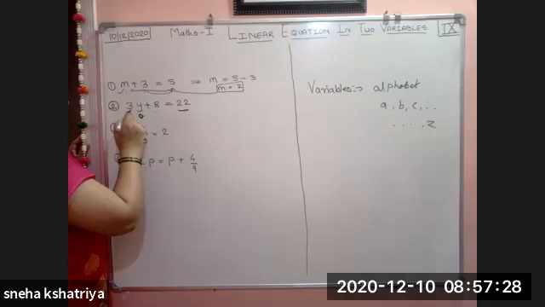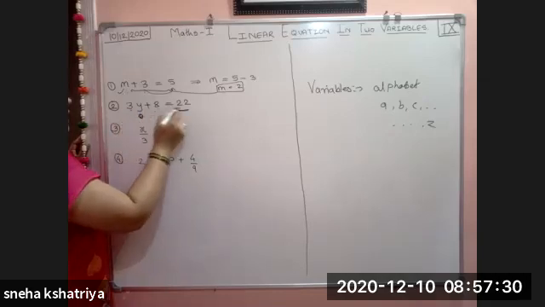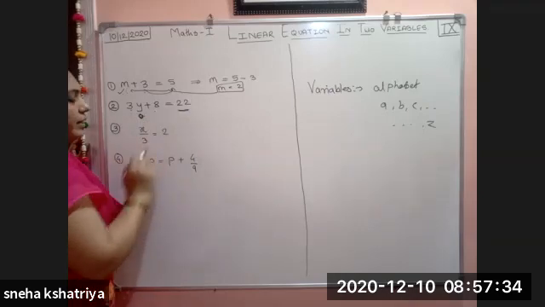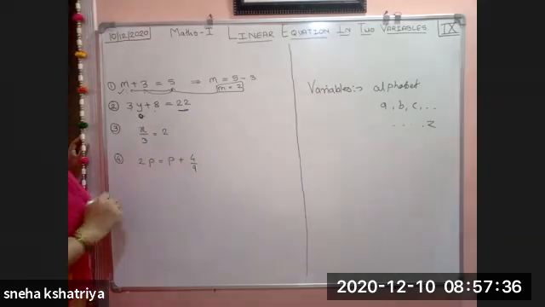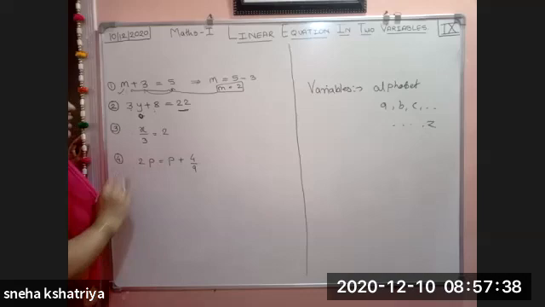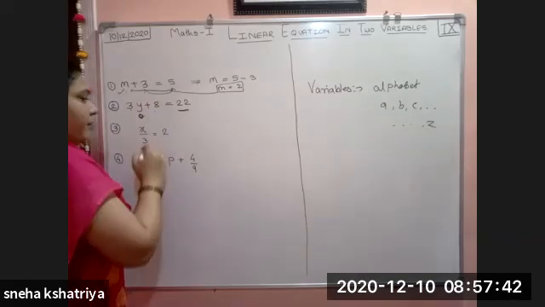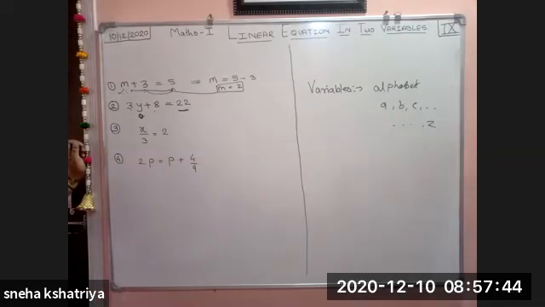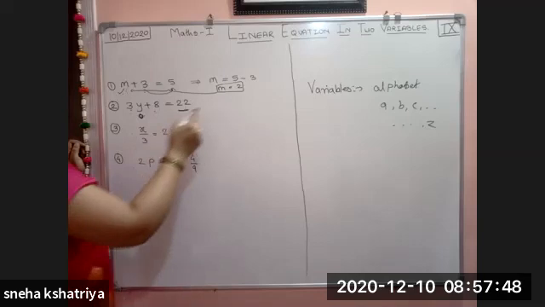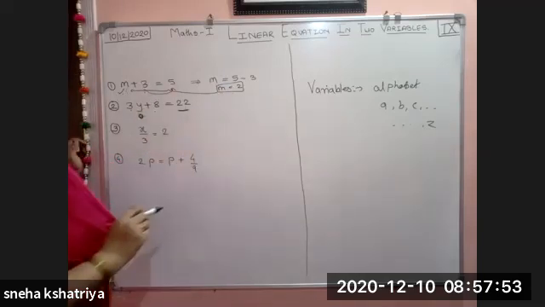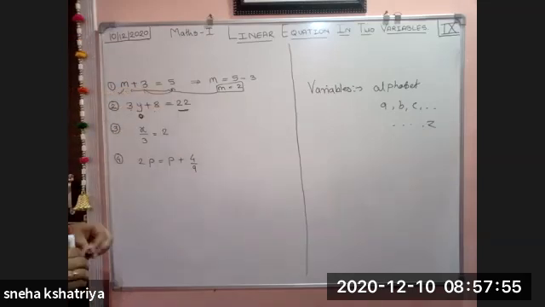Similarly, 3 into y plus 8 is equal to 22. So here also you can find the value of y, here you can find the value of x, here you can find the value of p. So accordingly you are going to find out the values of the given variables. But whatever the value of m is there, it is the same. Only one value is there. 2 plus 3 is equal to 5.